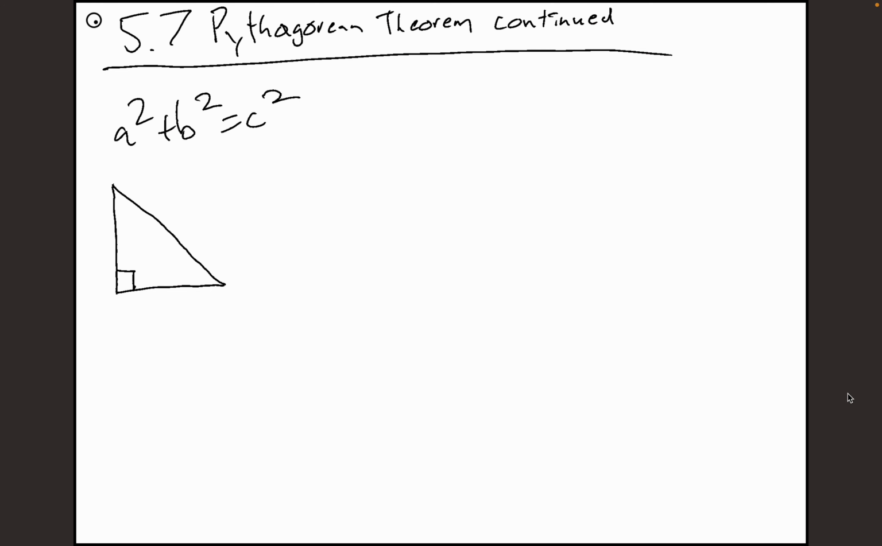A right triangle has one 90-degree angle, and that's represented by the box inside. Our legs are represented by A and B, so A and B are our legs. Our hypotenuse is our C. The hypotenuse is the line that's directly across from that 90-degree angle, so our hypotenuse is C squared.